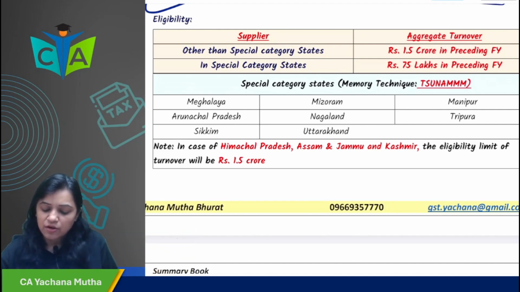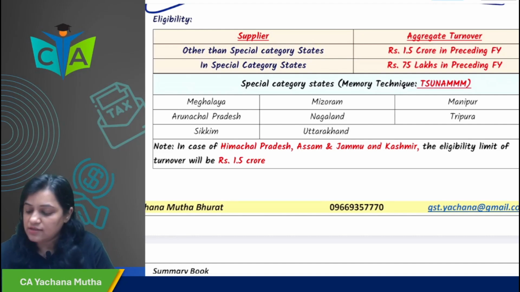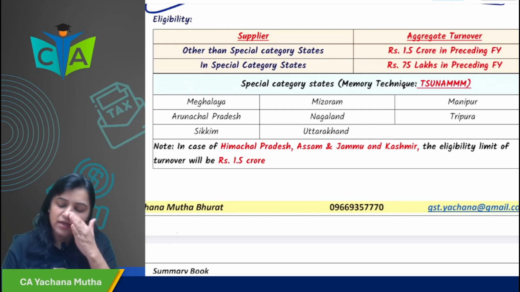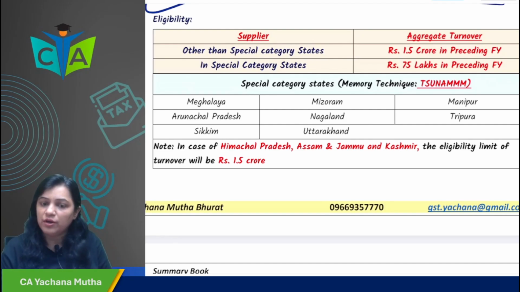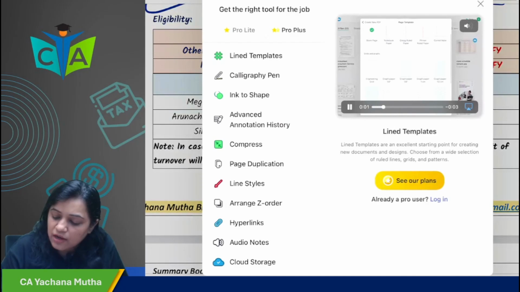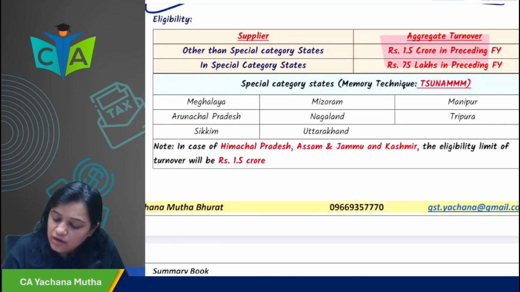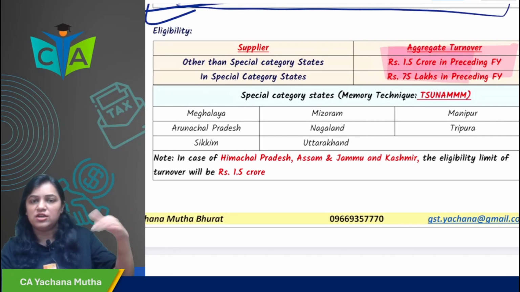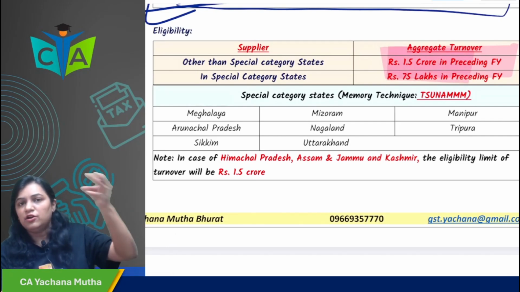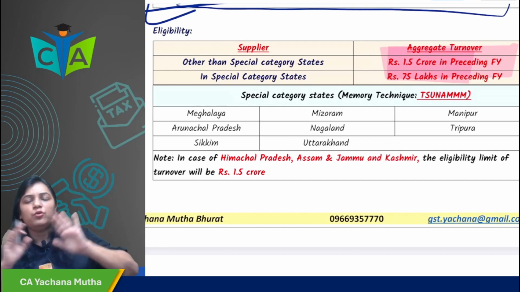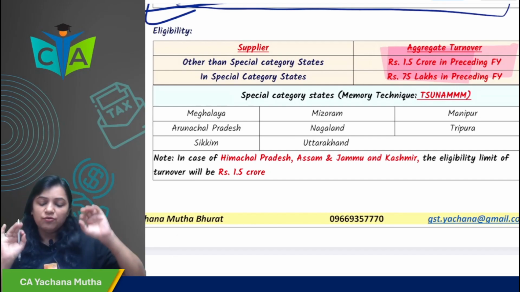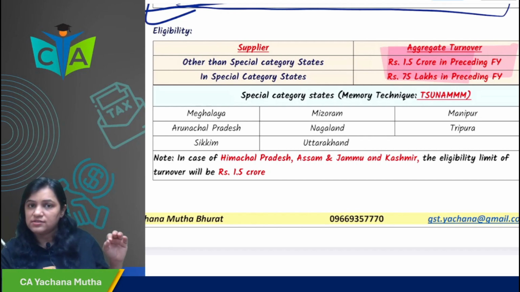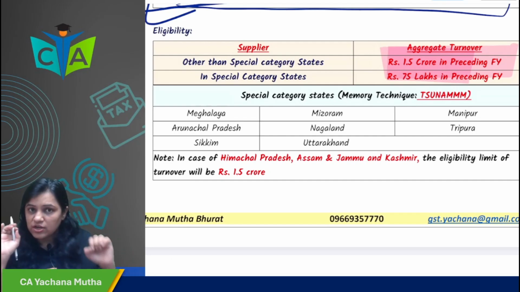If you are supplying from other than special category states, what is the aggregate turnover limit? It is 1.5 crore in the preceding financial year. If your aggregate turnover in the last financial year is up to 1.5 crore, this year you can very well go for the composition scheme, for all states other than special category states.